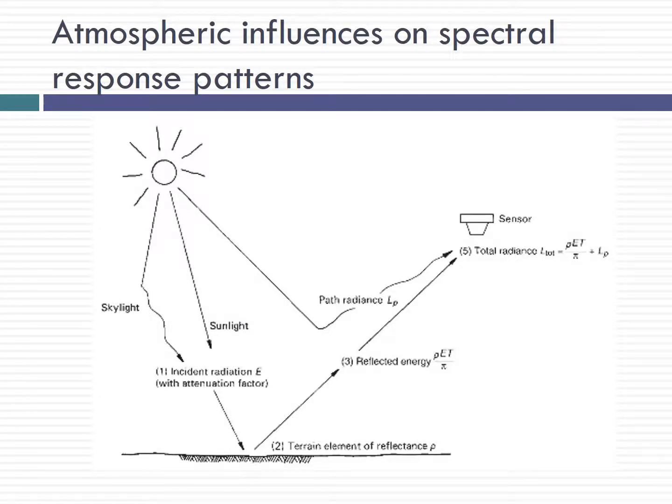So what are some of the atmospheric influences that affect these patterns? Well, sunlight's not always the same. It has this unspecified path length. Are we talking about things that are reflecting back up? How long is that path length? All this goes into changing what the sensor actually picks up.